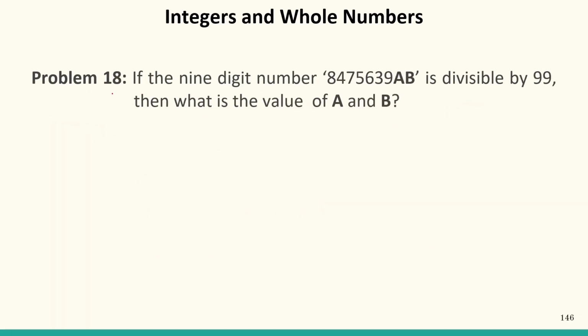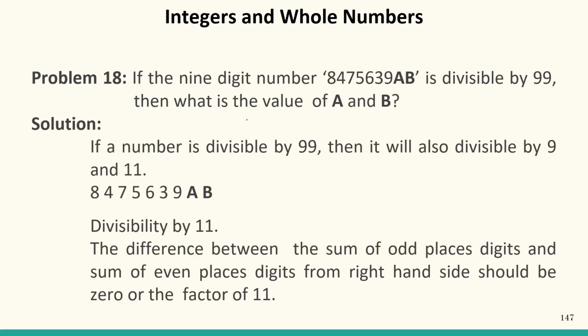So let's go forward with problem number 18. If the 9-digit number 847563 9ab is actually divisible by 99, then what is the value of a and b? If a number is divisible by 99, then it will also be divisible by 9 and 11. So this is divisible by 11. So the difference between the sum of odd places digits and sum of even places digits from right hand side should be 0 or a multiple of 11.